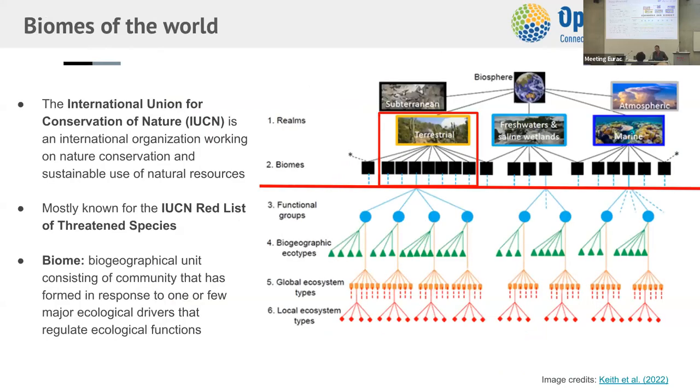So on the other hand, if we think about natural vegetation, we have this classification defined by the International Union for Conservation of Nature. Basically, they consider a biogeographical unity consisting of a community that formed in response to one or a few major ecological drivers and regulates ecological functions. So we have this biomes classification that analyzes the vegetation, but also other aspects of the landscape, and creates different classes.